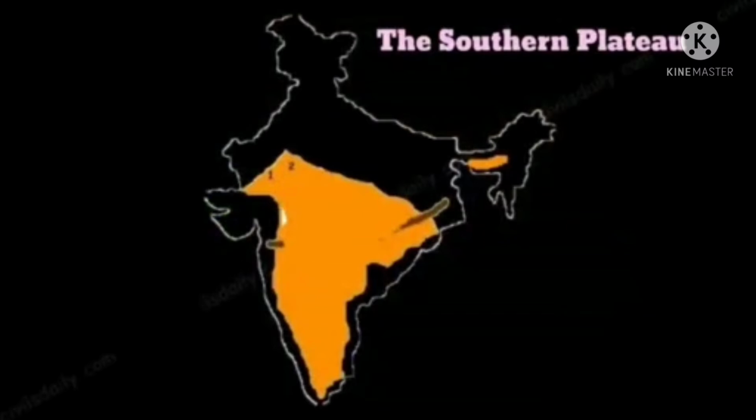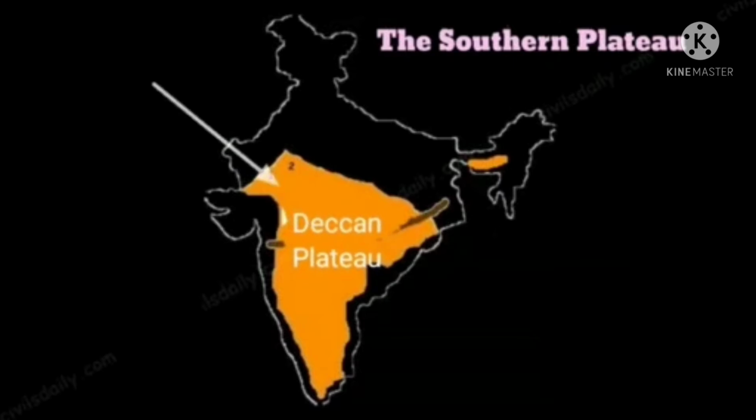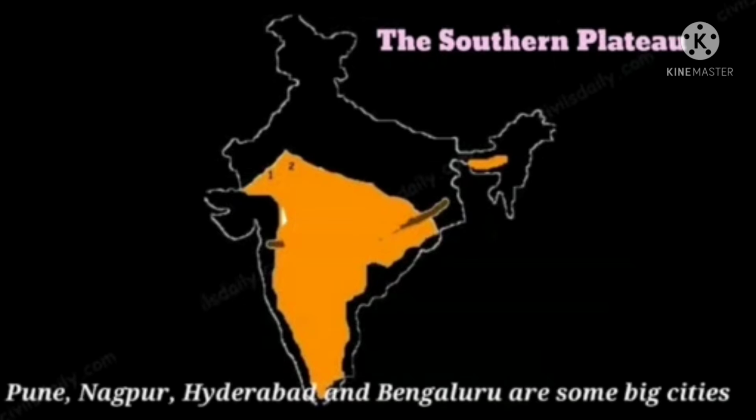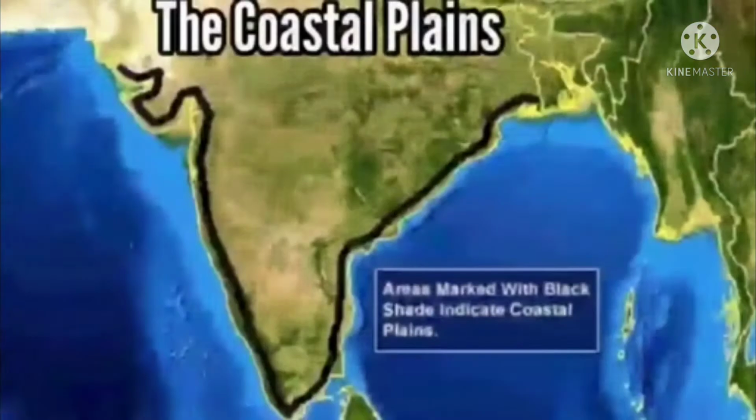The Southern Plateau. South of the northern plains lies a big plateau. It is called the Deccan Plateau. This triangular plateau has hills and mountains on all three sides, but these are not as high as the northern mountains. Rivers like the Krishna and the Kaveri flow through the plateau. Pune, Nagpur, Hyderabad, and Bengaluru are some big cities of the Deccan.